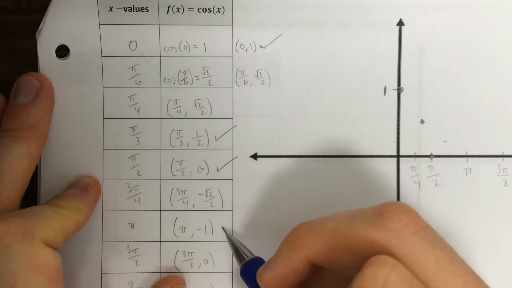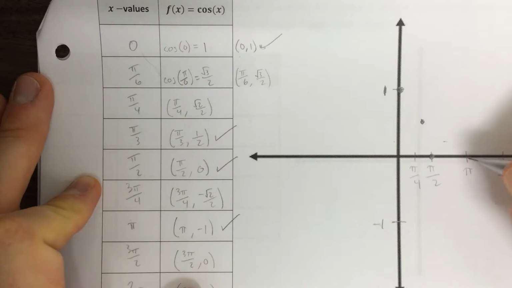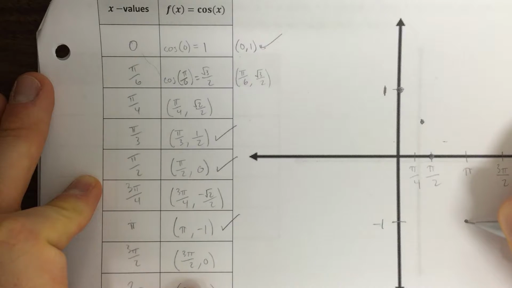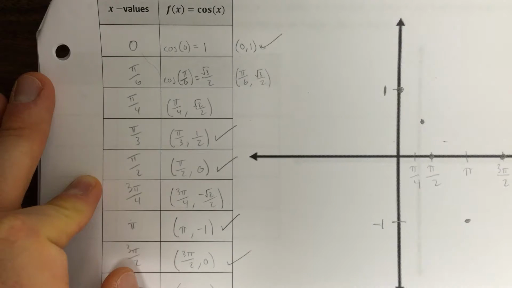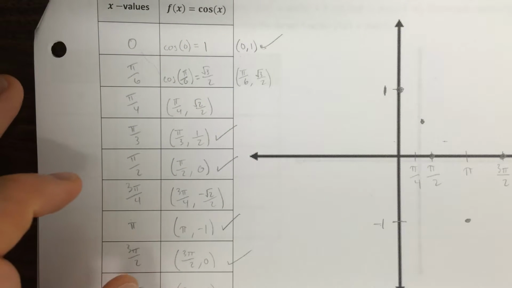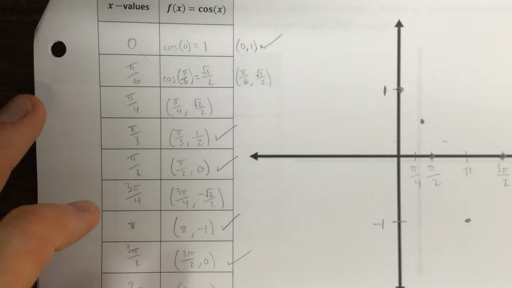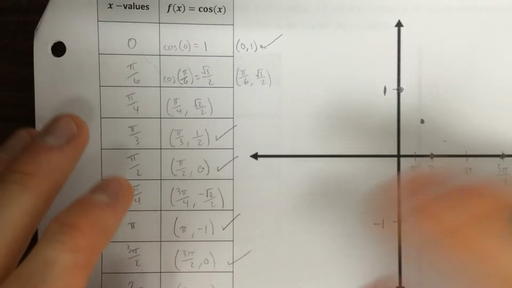Not going to worry about that one. Pi and -1 I can plot. Pi, -1. 3 pi over 2 and 0. And 2 pi and 1. So we have these points that we obtained from our ordered pairs.